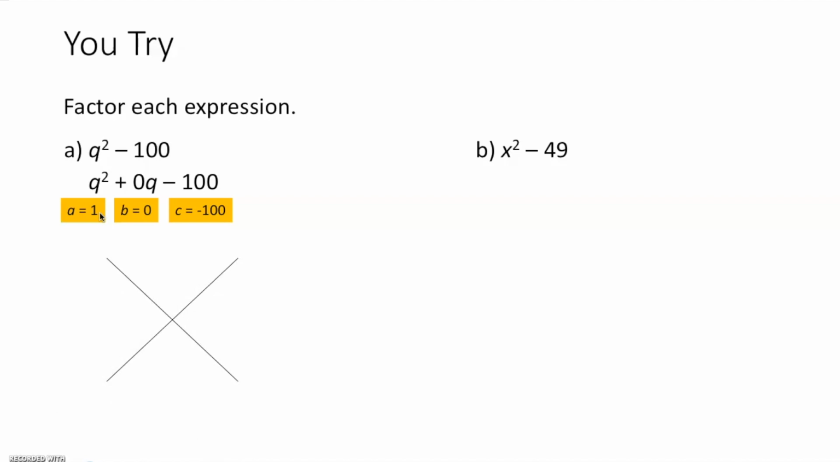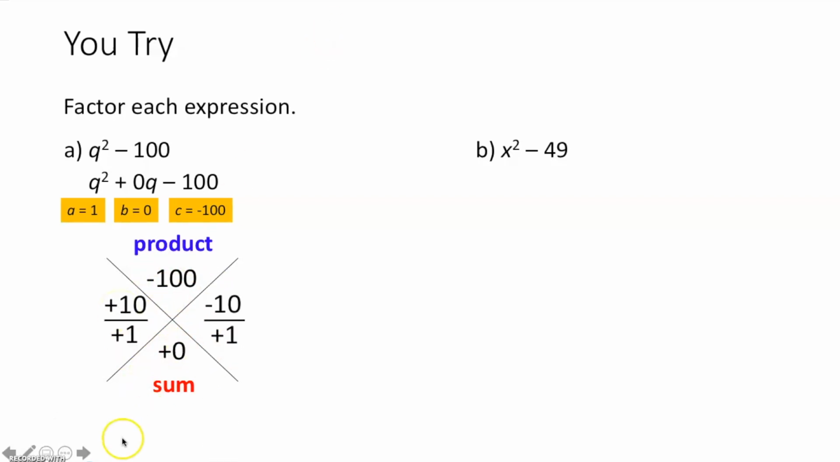That means a times c is going to go on top, your b value goes on the bottom, and we got to think about two numbers whose product is negative 100 and whose sum is 0. So two numbers that multiply together make negative 100 and add together make 0 would be positive 10 and negative 10. We divide both of those by our a value and write our answer going bottoms up.